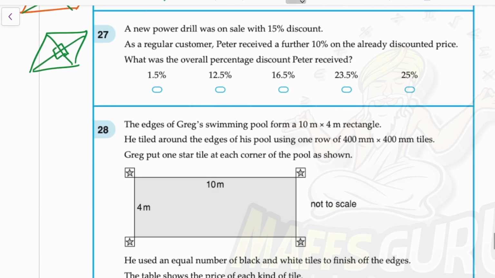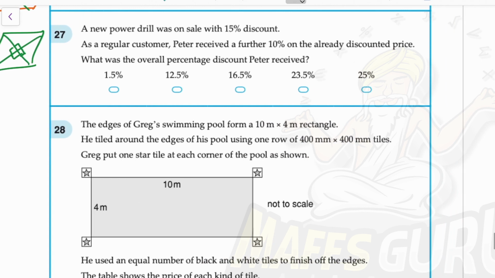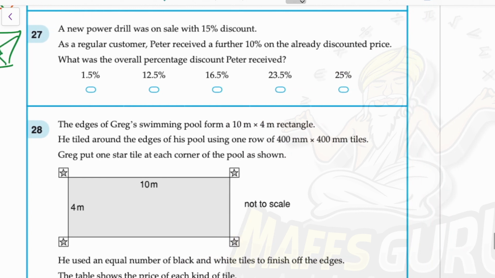A new power drill was on sale with 15% discount. As a regular customer, Peter received a further 10% on the already discounted price. What was the overall percentage discount Peter received? Now, in these types of questions, I actually have to do the working out, and I pretend how much the drill is. So what I tend to do is say, well, let's imagine it costs 50 bucks. I've got 15% discount.